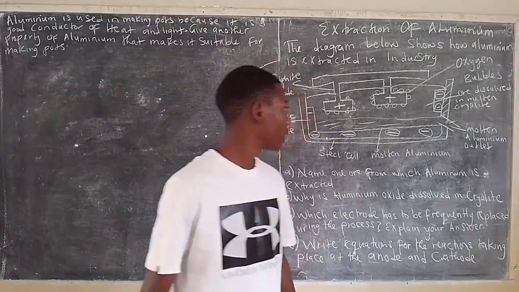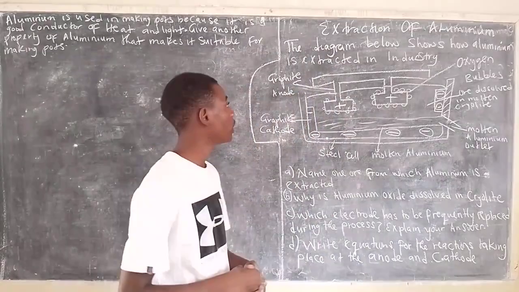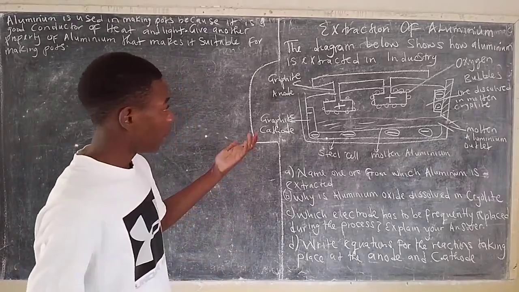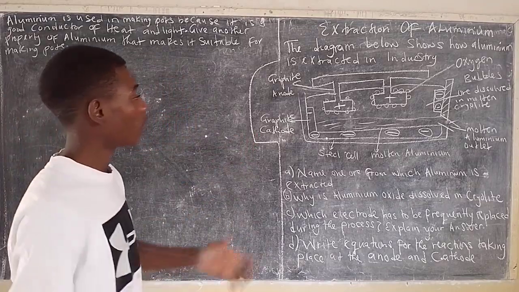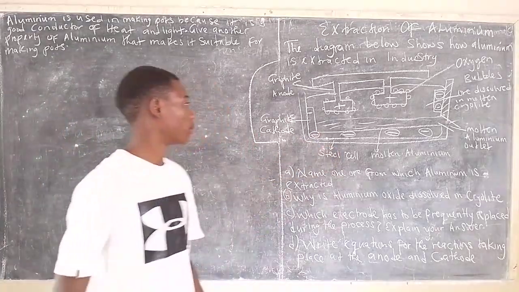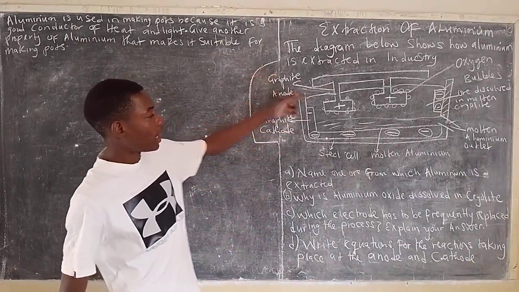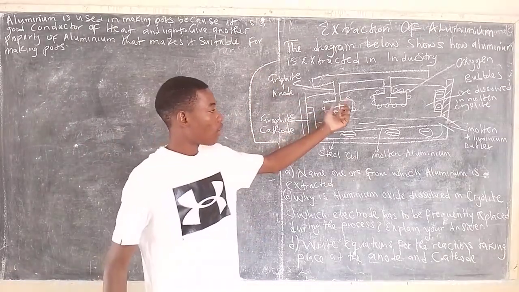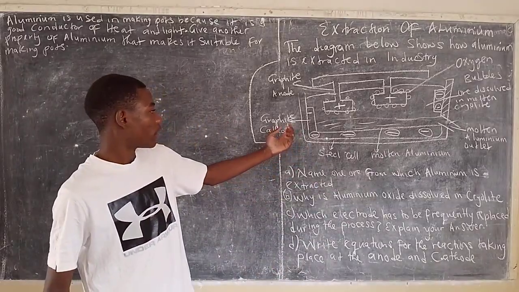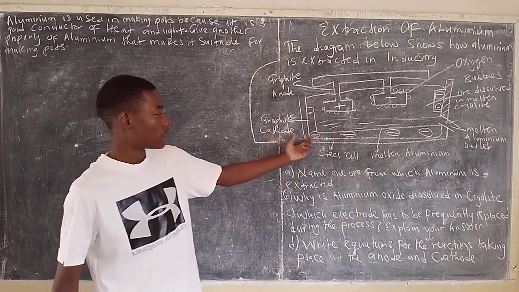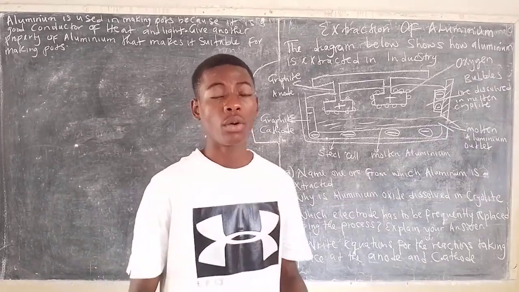So with that brief introduction, we can now start answering the question. The first question says the extraction of aluminium. The diagram below shows how aluminium is extracted in the industry. So this is the diagram. We have the notable things, which are the graphite. As you can see, the graphite anode is positively charged, and the cathode is negatively charged. So that is the way the connection is.